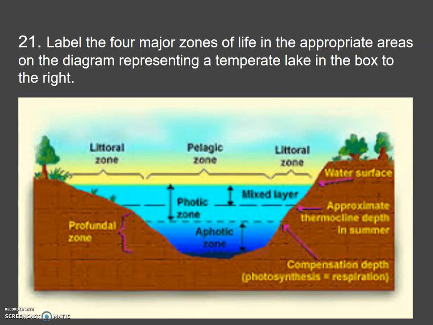Label the 4 major zones of life in the appropriate areas on the diagram for a temperate lake. So things to know is this littoral zone, this area right against the shore. Depending on the size of the lake, the pelagic would be the open middle of the lake. And the other important ones are the photic zone, area where light can penetrate, and then the aphotic zone, the area where light can't penetrate.